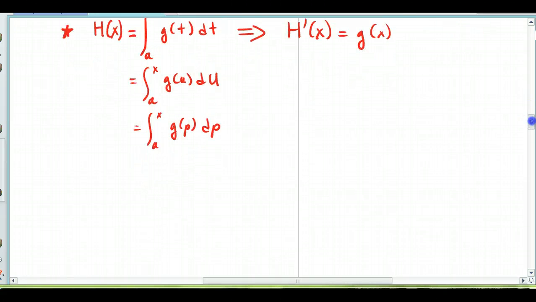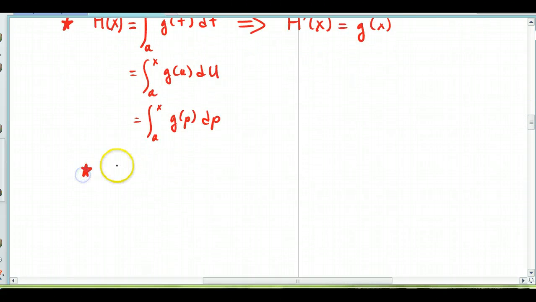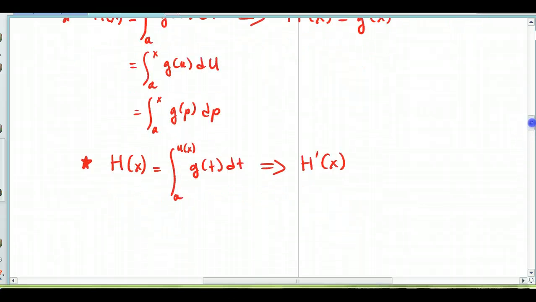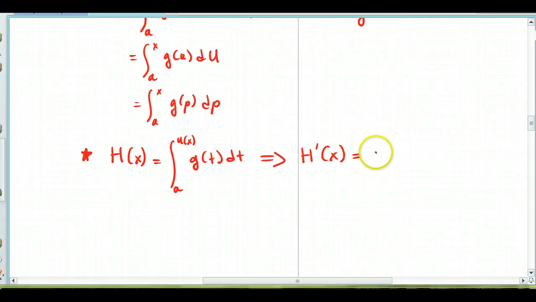And let me give you another version I gave in class too. I gave 3 versions in class. I'm not going to go with the third one. If now this function h of x is equal to the integral from a to u of x of g of t dt, then how do you derive h of x? Like this. It's a previous theorem. It's this and the chain rule. It's really simple to show. So it is g not of x, but at u of x, times u prime of x. You kind of recognize right here the chain rule.